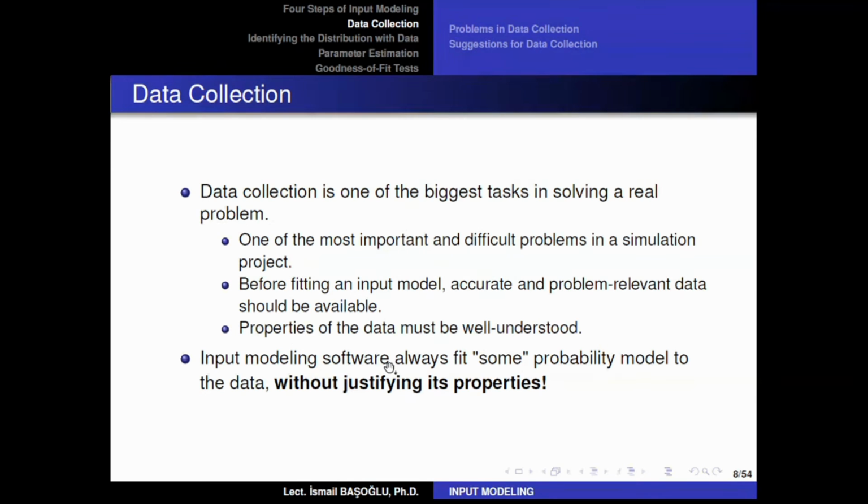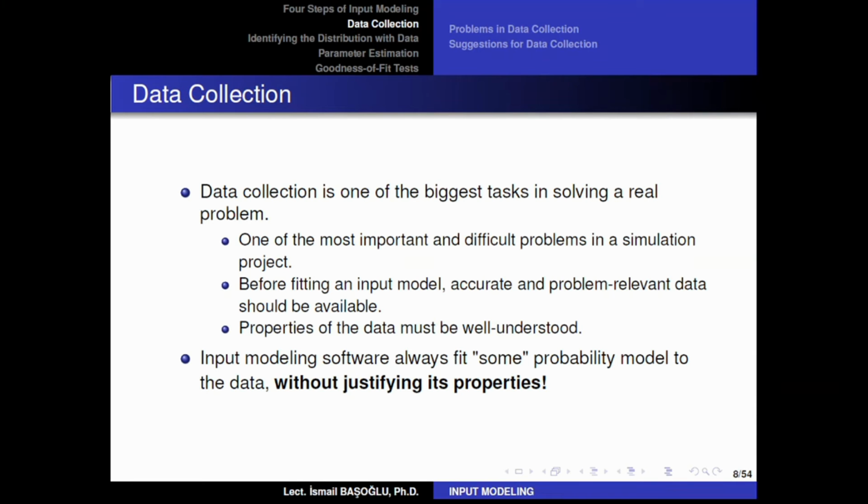Input modeling software, my friends, for example, Arena, is capable of input modeling. It's an input modeling software as well. If you just give the data to an input modeling software, that software will not say that it couldn't fit anything. It will always fit some probability model to the data. However, it will never understand the structural knowledge on the process that it's coming from. It will never understand that it is either an inter-arrival time or a service time, or it is demand of a certain product. So it does not know the structural process that the data is coming from.